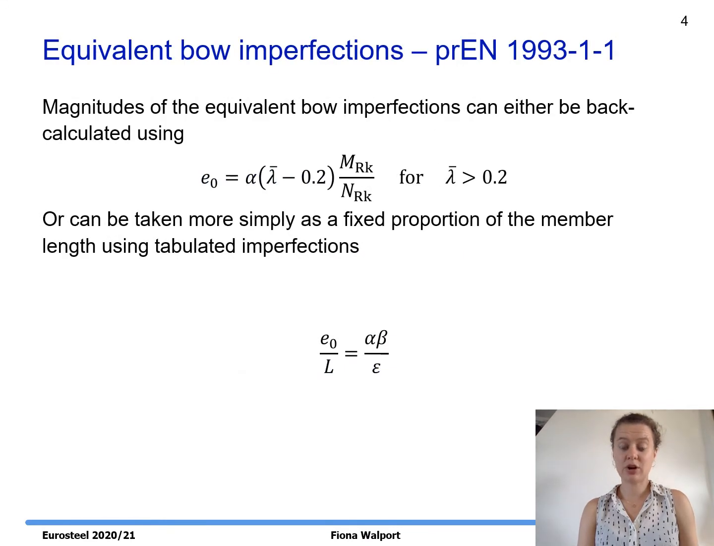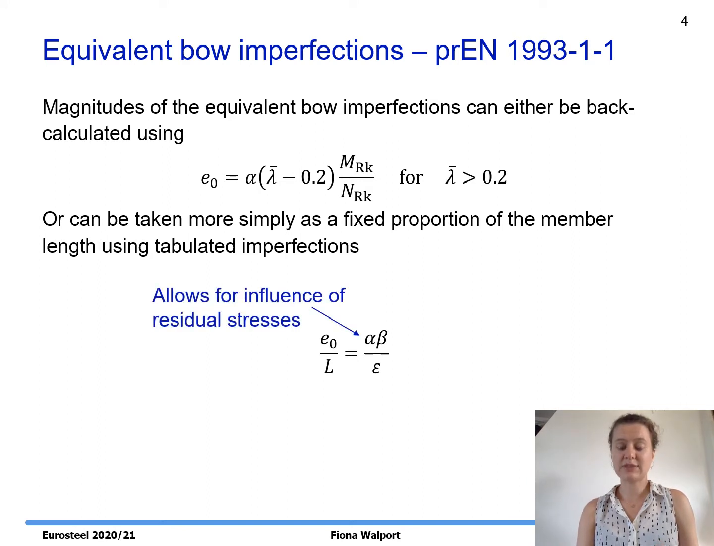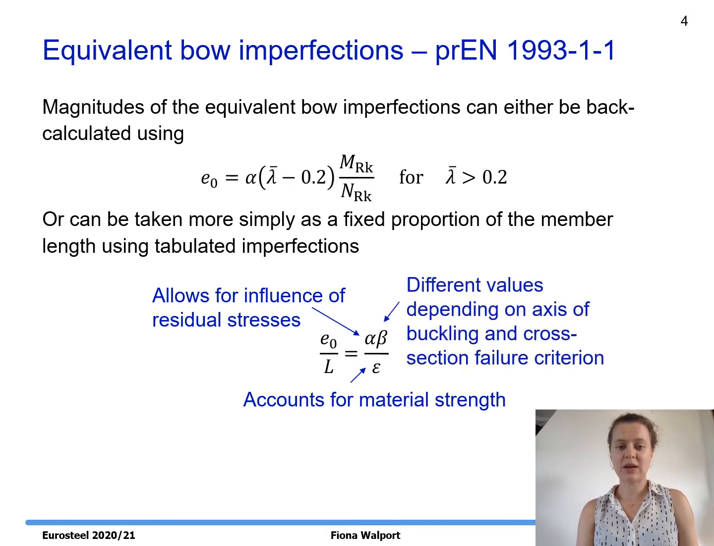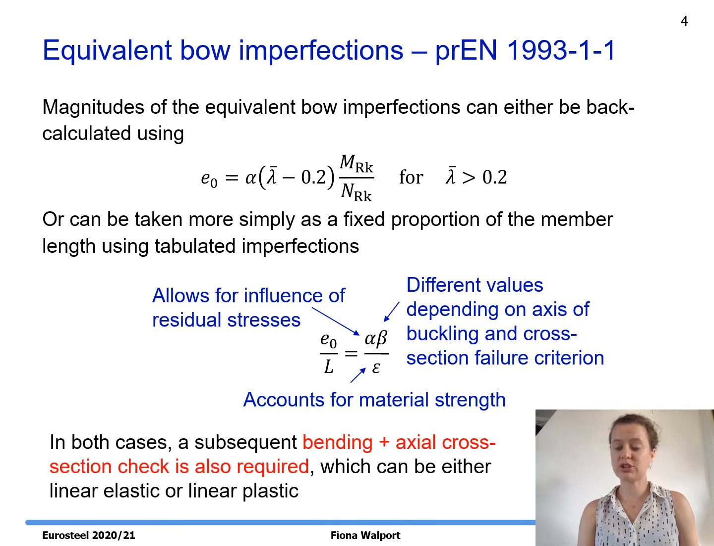In the upcoming Eurocode 3 Part 1, these imperfections can be calculated following two approaches, either through back calculating the imperfection or, more simply, as a fixed proportion of the member length using tabulated values. The latter imperfections are calculated as a function of the imperfection factor alpha, which allows for the varying influence of residual stresses, epsilon, which accounts for material strength, and beta, which really takes into account the differing spread of plasticity for different types of axes of buckling and different cross-section types. Both approaches require a further cross-section check, and both have been derived based on the assumption of linear elastic behaviour.